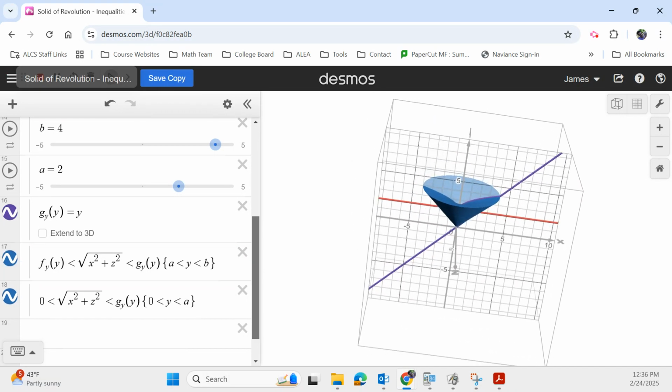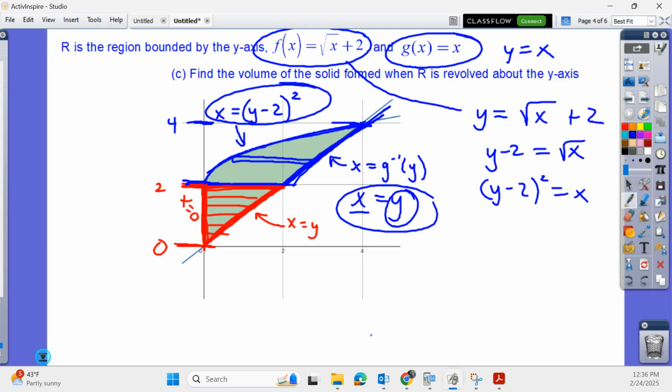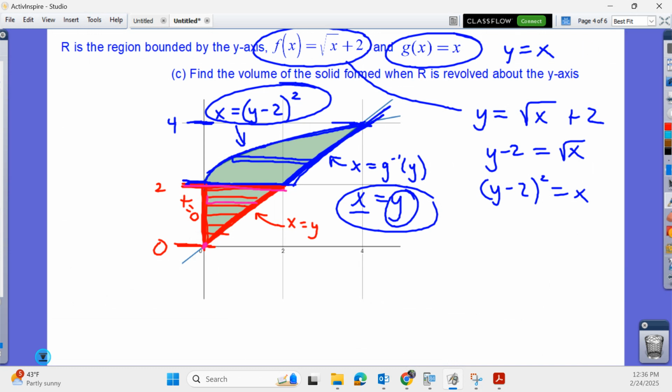Okay. All right, so let's look at how to do it. Back to our 2D drawing here. Again, what we're going to do is take these rectangles, and it's two separate integrals. We're going to go one from like 0 to 2, and we're going to take a rectangle here and revolve it about the y-axis to make a disk.